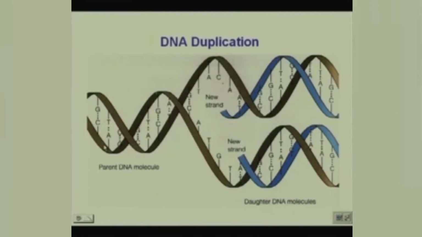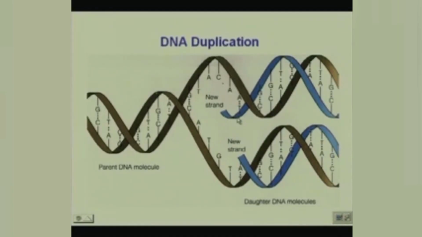This is when you have DNA duplication. You have these two strands. What is this region? This is the major groove of DNA. This is the minor groove of DNA, right? When we have DNA duplication, part of the strands unwind, and the ones in blue here are the daughter DNA molecules. So what is happening here?